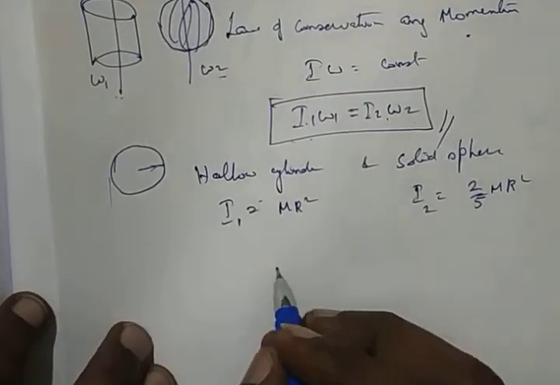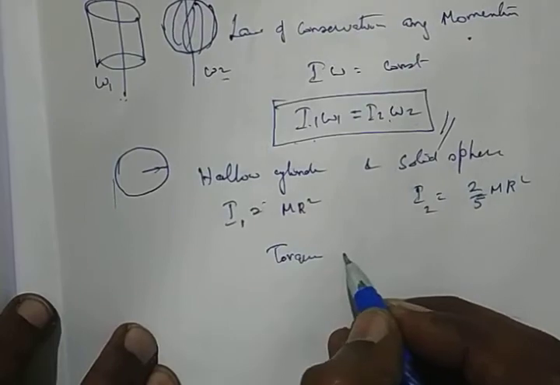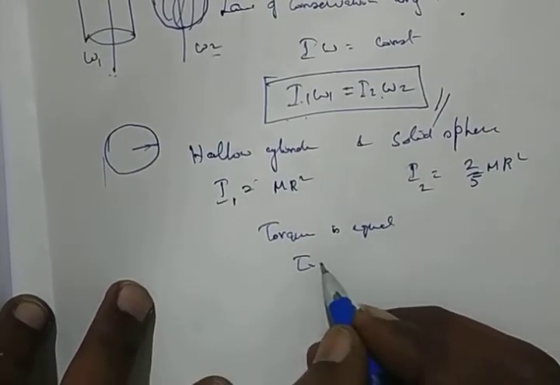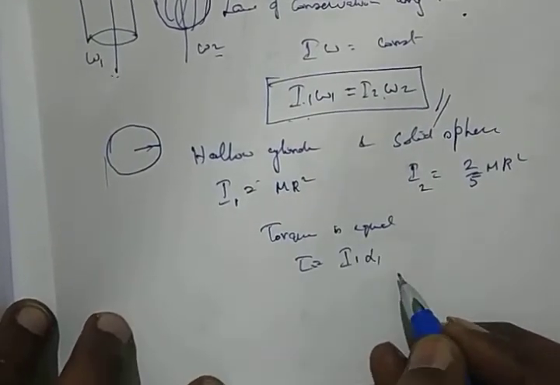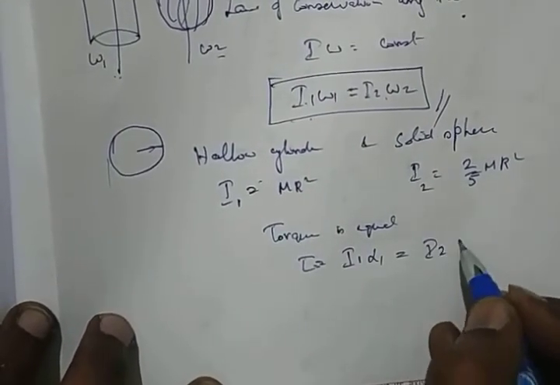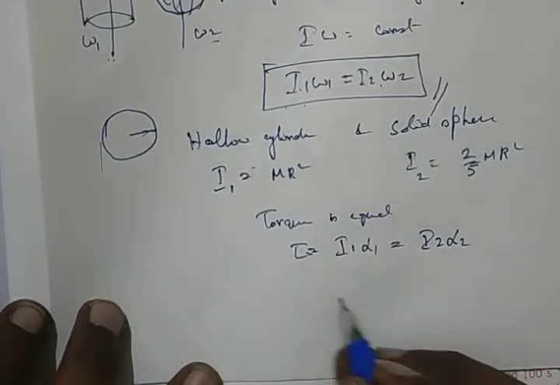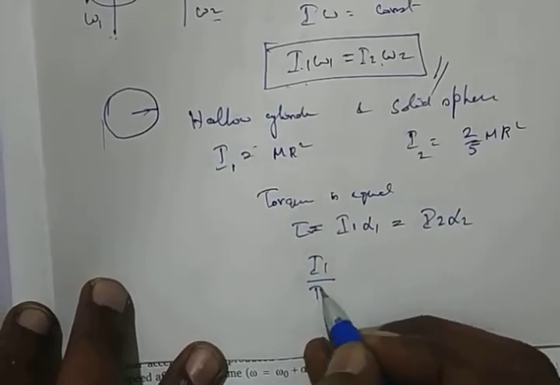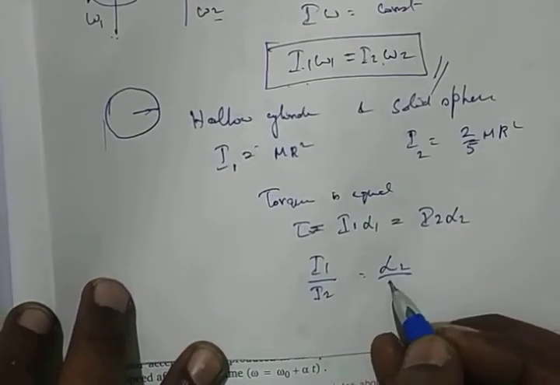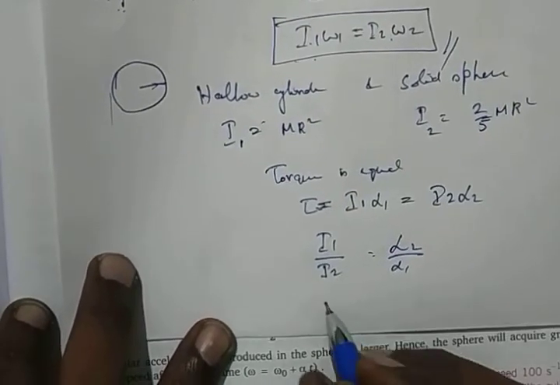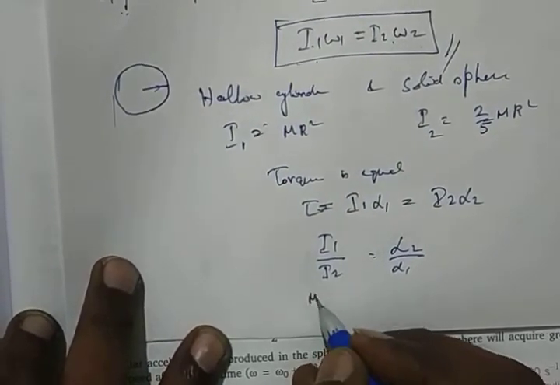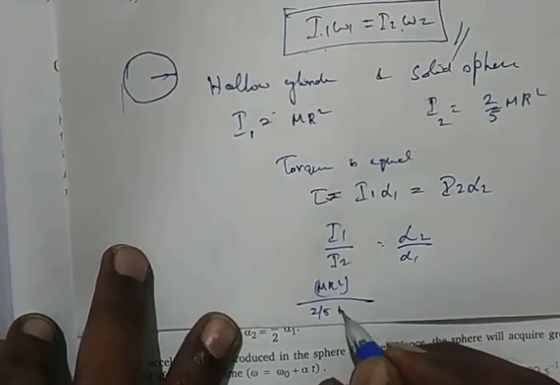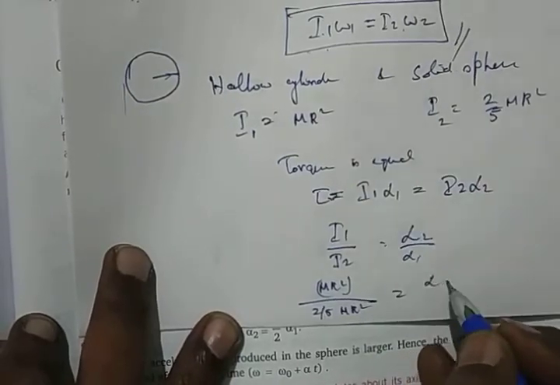So the thing is, torque is equal. So what is the torque formula? I1 into alpha 1 is going to be equal to I2 into alpha 2, because torque is equal. So I1 upon I2 is going to be equal to alpha 2 upon alpha 1. What is the I1 value? I1 value is mr square. What is the I2 value? 2 by 5 mr square. It's going to be equal to alpha 2 upon alpha 1.